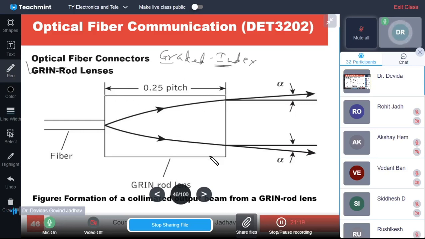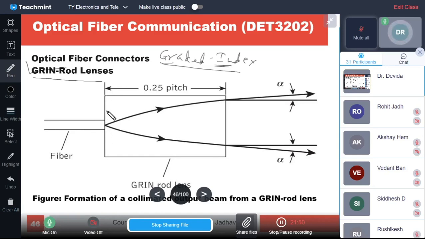Because its dimension is quite large as compared to fiber, all the misalignments, longitudinal, lateral, even angular, can be overcome. They become less critical. Because it has a very large dimension, it can cover all the light from the fiber. And how the graded index rod lens is utilized, we will check.